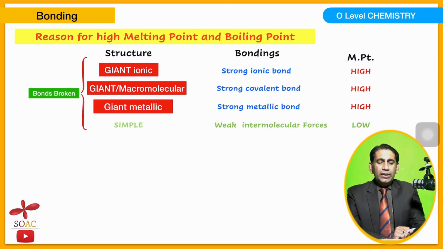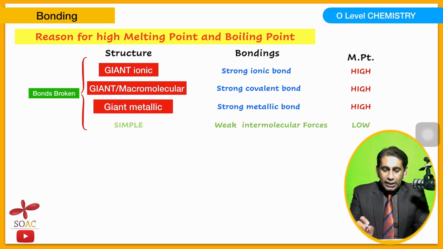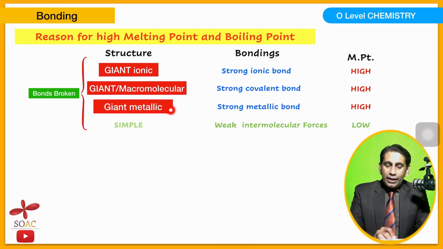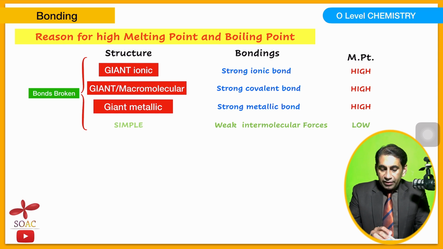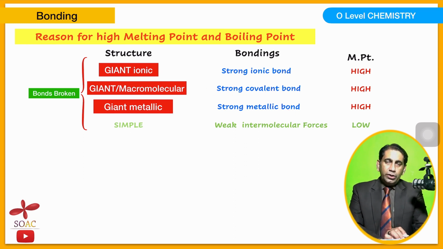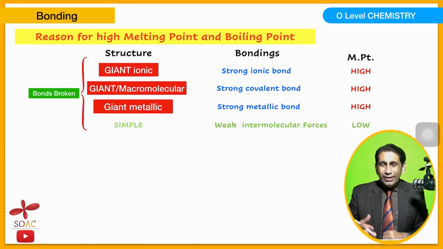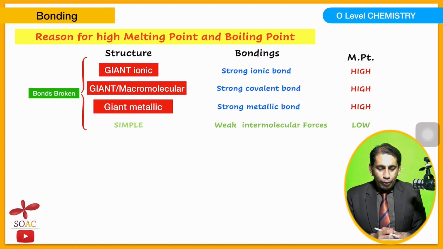Now, here is a table for the reasoning of high melting and high boiling point. As I told you, ionic bonds have giant structures, giant ionic structures. Strong covalent bonding, that is over here, may have the giant structure. Strong metallic bonds also have the giant structure. And if the structure is giant, melting point will be high. Once again, strong ionic bond in giant structure, strong covalent bond in giant structure, strong metallic bond in giant structure. These all are going to lead towards the high melting points and high boiling points.